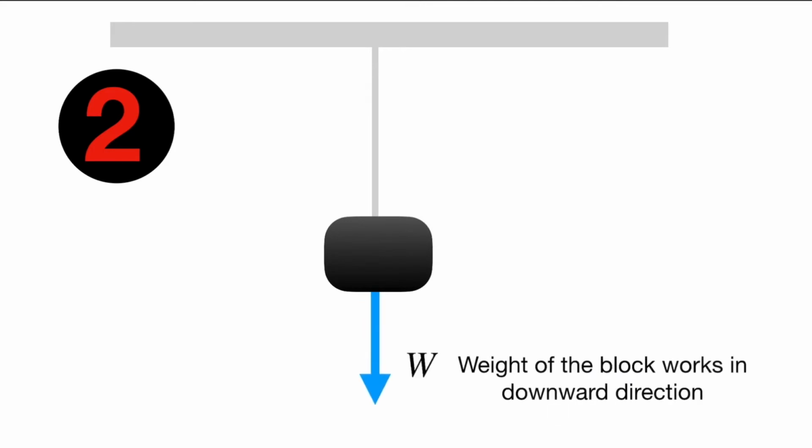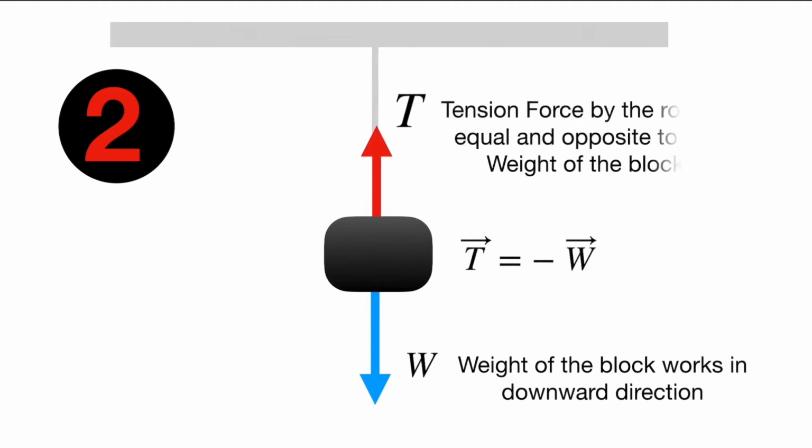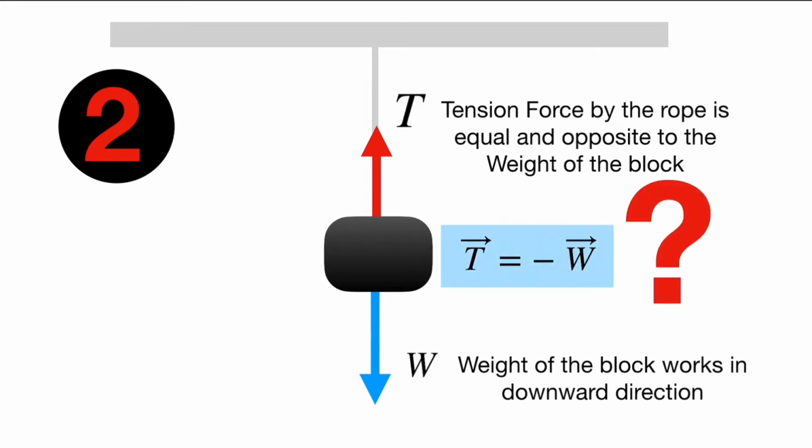Number 2. A block is hanging with a massless rope. The force of gravity works as the weight of the block in the downward direction, while an equal and opposite rope tension force works on the block in the upward direction. What do you think about this pair of forces?